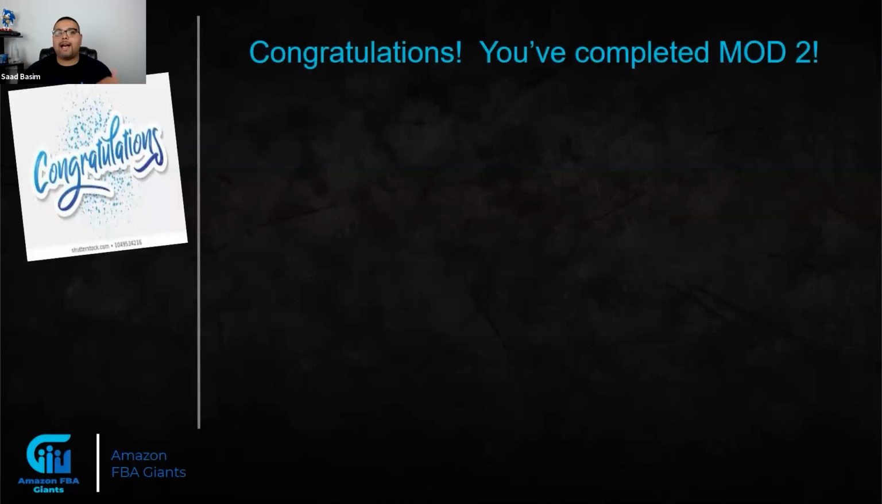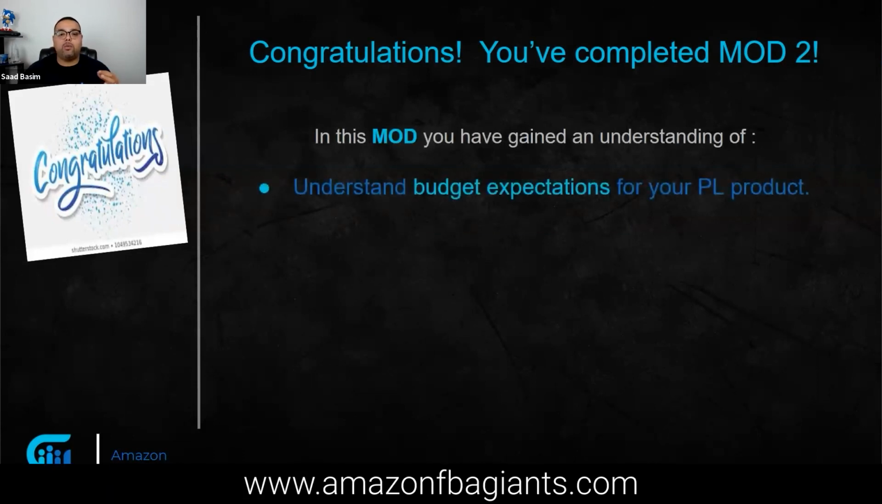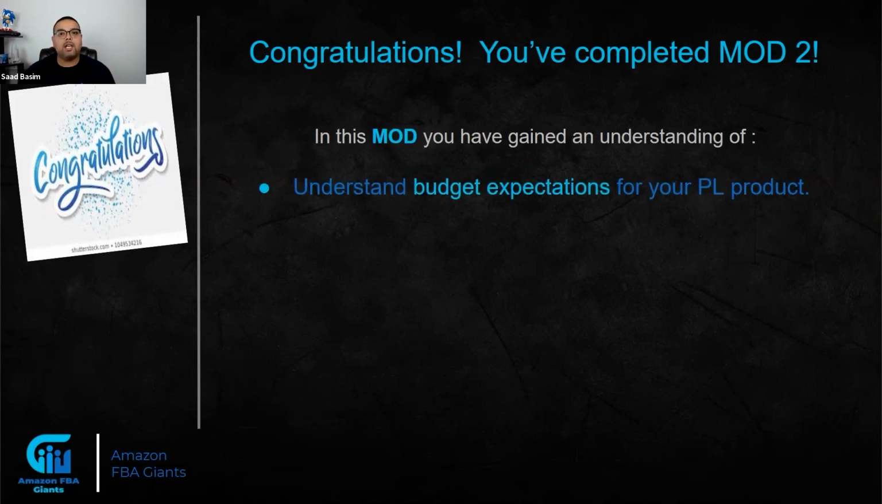But now you have completed Module 2, which I think was really long, but I think we covered a lot of things. We covered understanding the budget expectations for your private label product. Now you have realistic budget expectations, not $500 and you will be the richest person in the US.